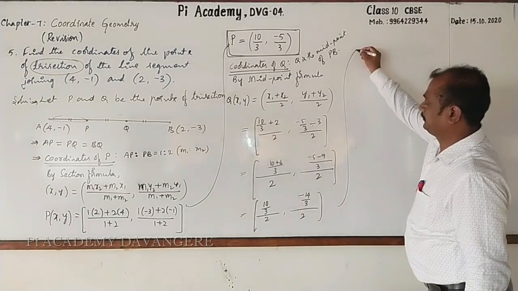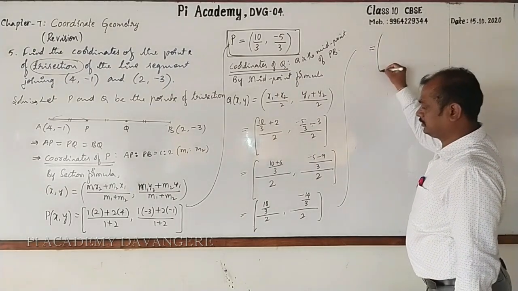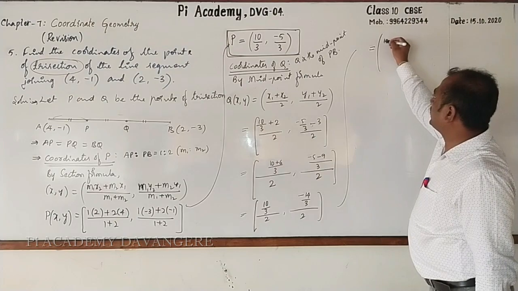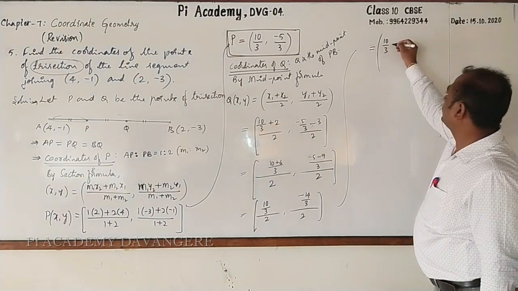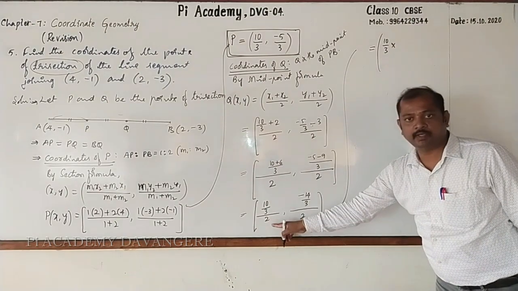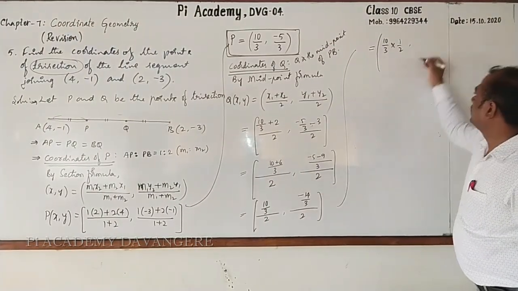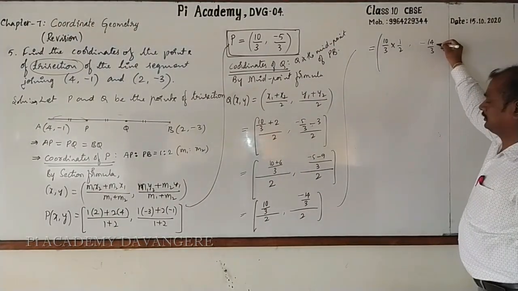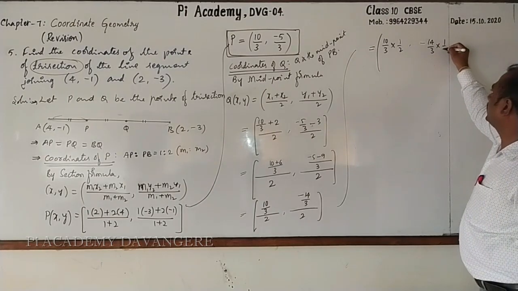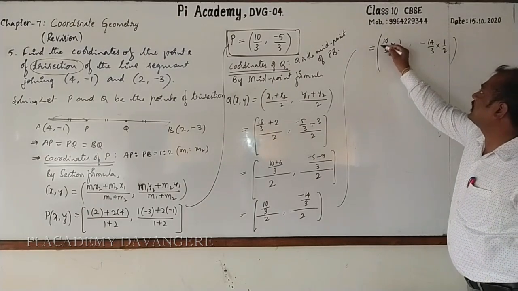Here, this is equal to 10 by 3 into, here 2 by 1 is there, it is 1 by 2. Then this is minus 14 by 3 into, it again 1 by 2. 1s are, 5s are.